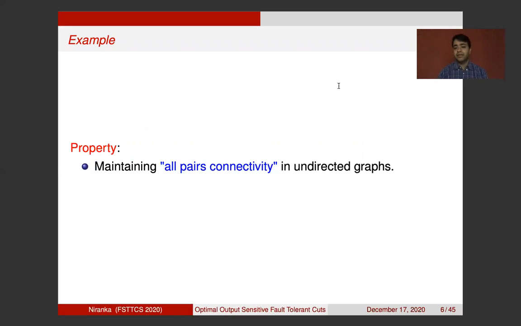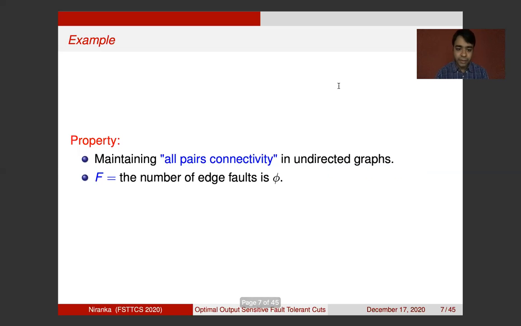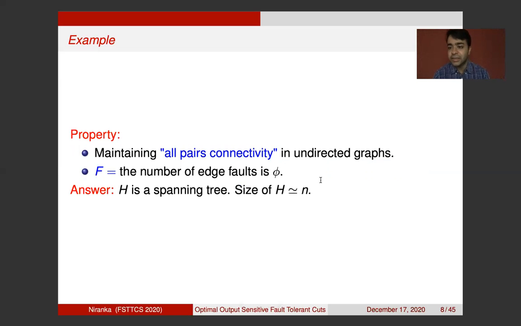And just to get a flavor of the type of problems that we are talking about, let's say the property is all pairs connectivity in undirected graphs. This means that given a vertex pair x comma y, if x and y are connected in G minus F, then they should also be connected in H minus F. Now, if F, the set of edge faults, is empty, then we can see that H is nothing but a spanning tree of G, and the size of H is order n.